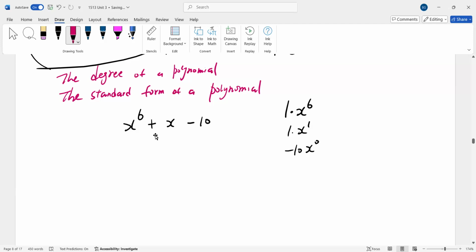Yeah, the first term has degree 6, exponent 6. The second one has exponent 1. The third term has exponent 0. Among 6, 1, and 0, the highest is 6. So that's the degree of the polynomial. I hope this is clear. All right. So we also need to know what is the leading coefficient. Since x to the power of 6 has the highest exponent, this term is the leading term. And the coefficient of this leading term is the leading coefficient of the polynomial.